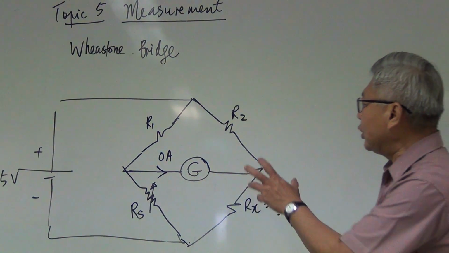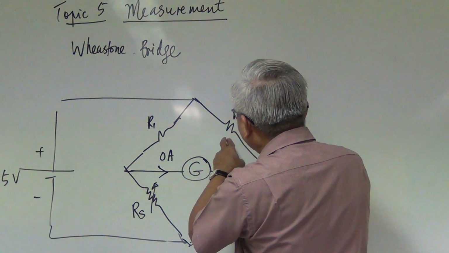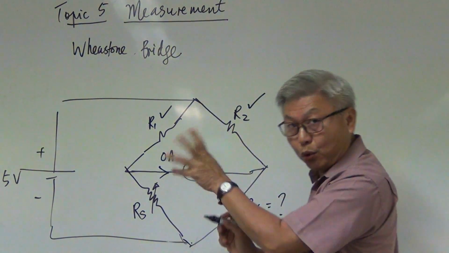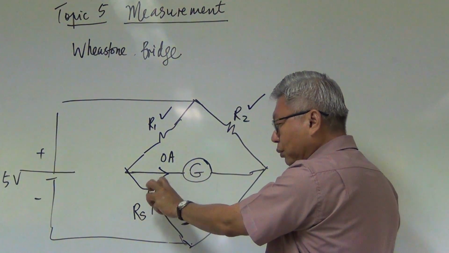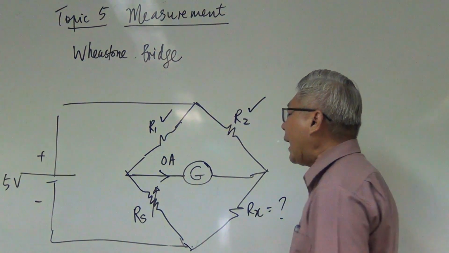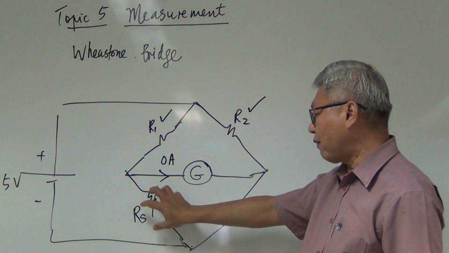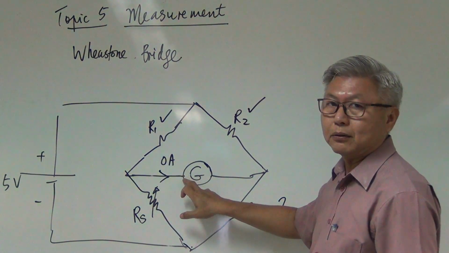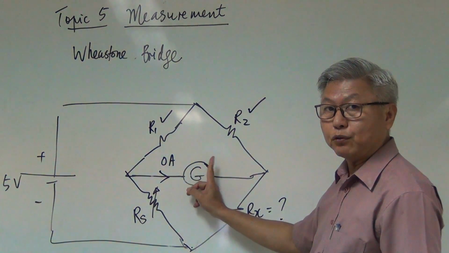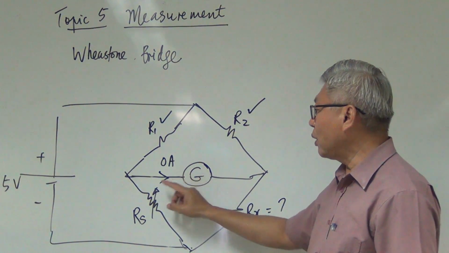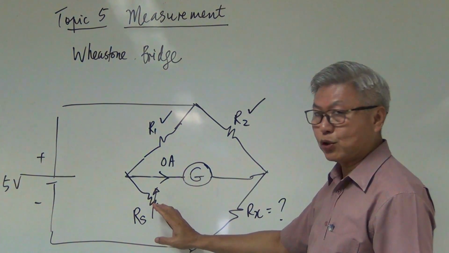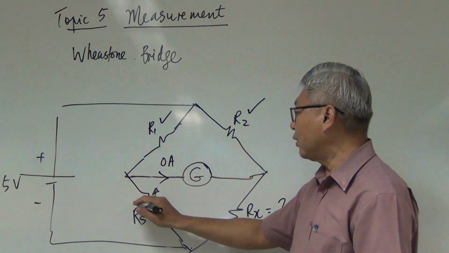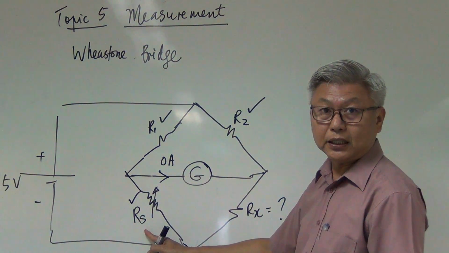We know the resistor values R1 and R2. And RS is a variable resistor, so we can adjust the value. The working principle is that we adjust this value until there's no current. That means your galvanometer is actually a moving coil meter, right? So you adjust until the pointer says that there's no current. That's the point that you stop. And when you stop, of course, you know the value of RS already.